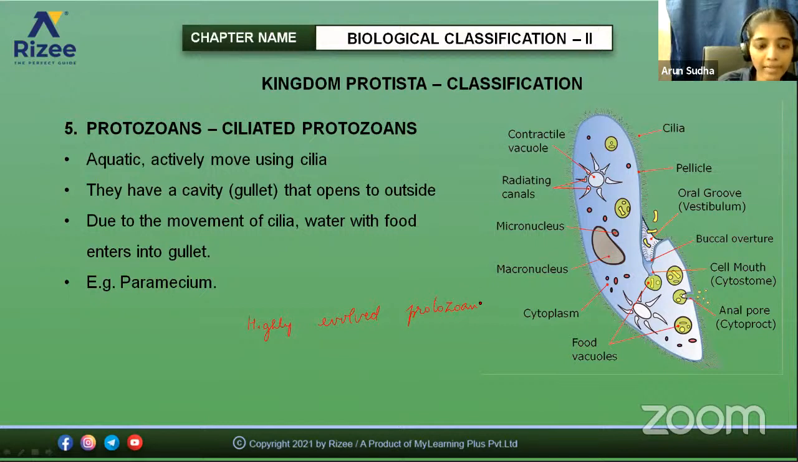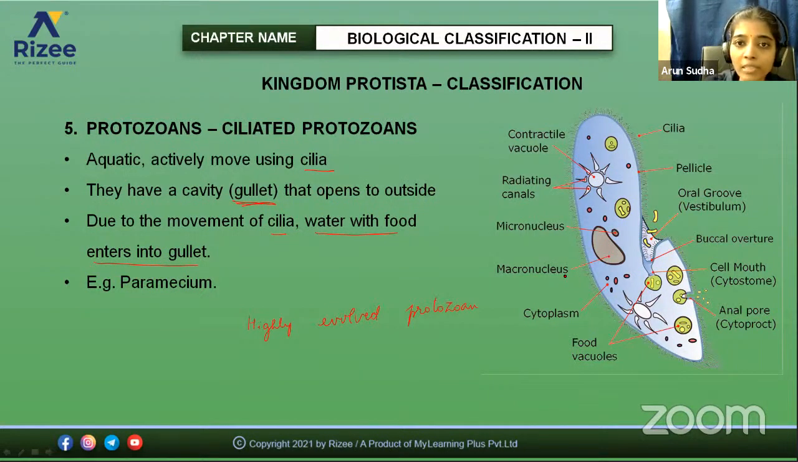They are aquatic and actively move using cilia. These are the cilia which are present outside. And these cilia also help in locomotion and in the intake of food. They have a cavity called the gullet, which opens to the outside, similar to the mouth. Due to the movement of cilia, the water with food enters into the gullet with the help of cilia.